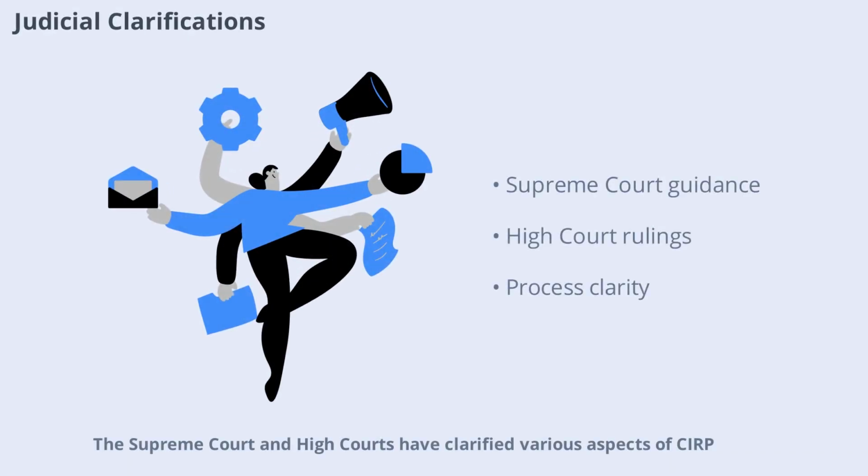Supreme Court and High Courts have clarified various aspects of CIRP, including eligibility, procedural requirements, and the role of stakeholders. These clarifications ensure that the process is consistent, fair, and aligned with the objectives of the IBC. Understanding these judgments is essential for effective participation in CIRP.